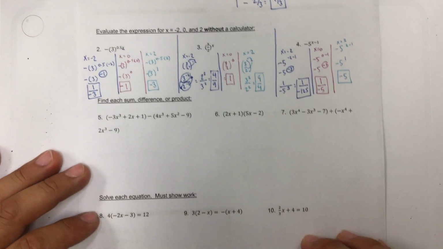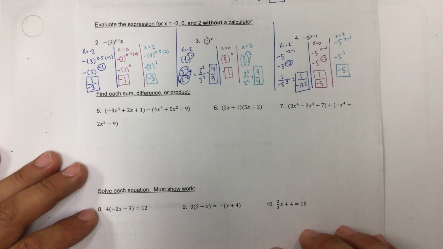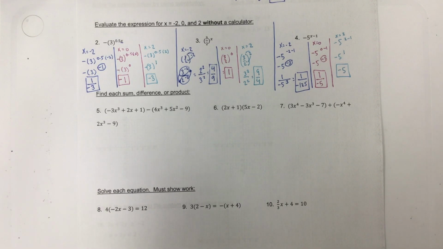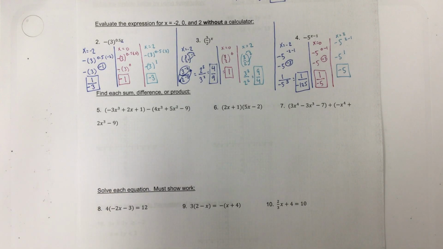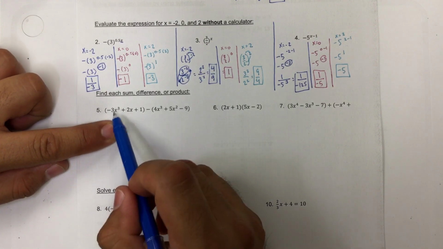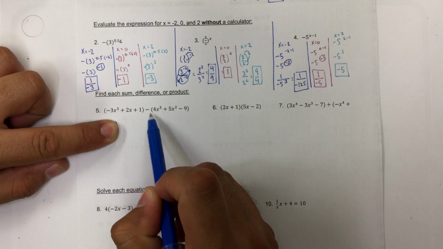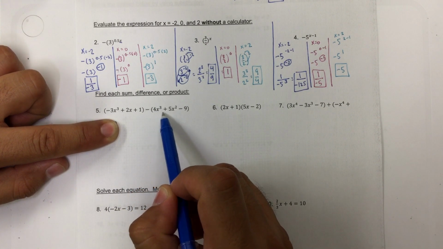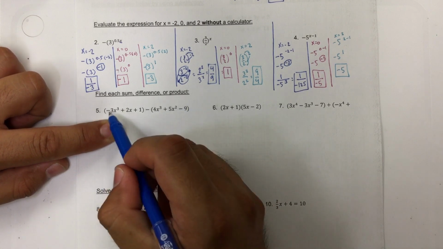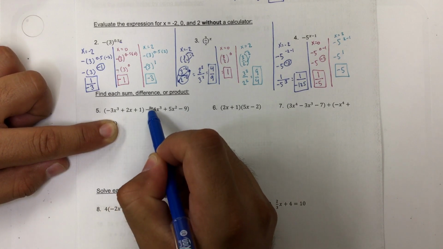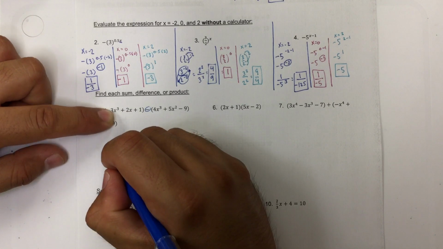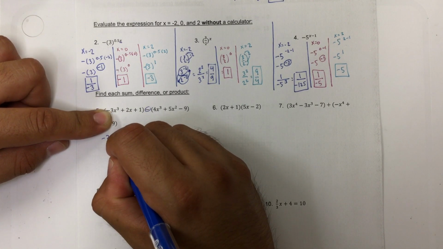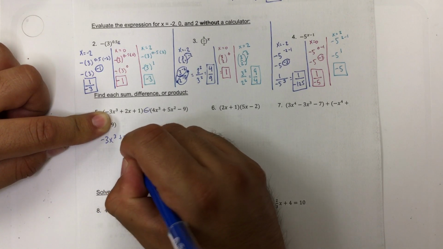All right, on to number 5 through 7. It says find each sum, difference, or product. So pretty much we're just simplifying. And I can see this one's off a little bit, so I will fix that in a moment. All right, so let's ignore this here. So we have negative 3x cubed plus 2x minus 1 minus 4x cubed plus 5x squared minus 9. So this, we don't need the parentheses because there's a minus sign, but we're going to drop these. So we have, let's put negative 3x cubed plus 2x plus 1.